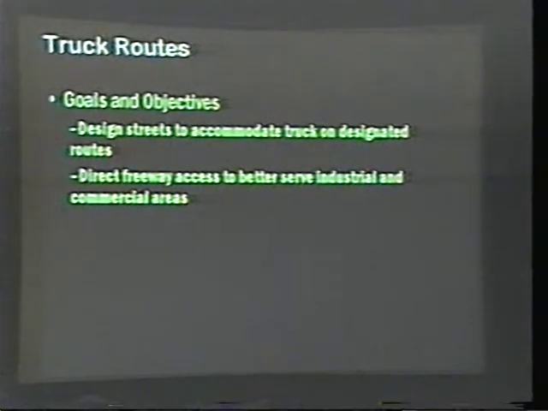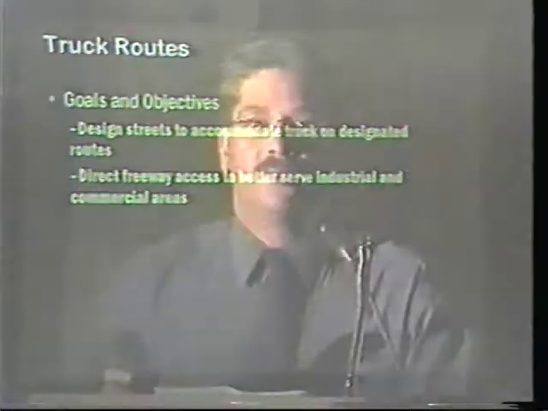Trucks. We really can't forget trucks. Now, trucks drive commercial business. That's how they get their goods. That's how you get your goods. They need to get to the commercial areas. They need to get to the industrial areas. So we really can't ignore them. So we need to design streets to accommodate the trucks, particularly on the primary freight routes and to and from the industrial areas. And if we improve the freeway access, we also get the trucks off of the local streets and get them directly to where they want to go.